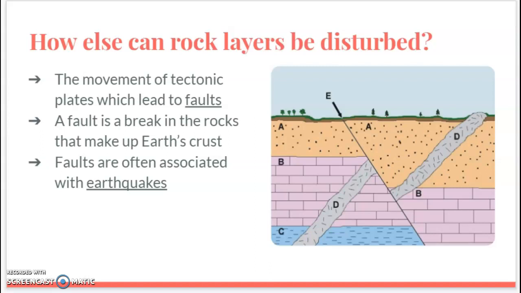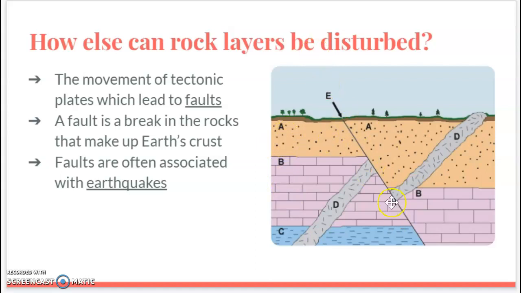So here, if we look at this picture, E would represent our fault or our shift in tectonic plates. If we were to label these rock layers and the fault in order of youngest to oldest, we would see that C is the oldest because it's on the very bottom. B is the next oldest because it's on top of C. A is the third oldest because it's on top, and then D must have been the fourth oldest because it's pushing through layers C, B, and A.